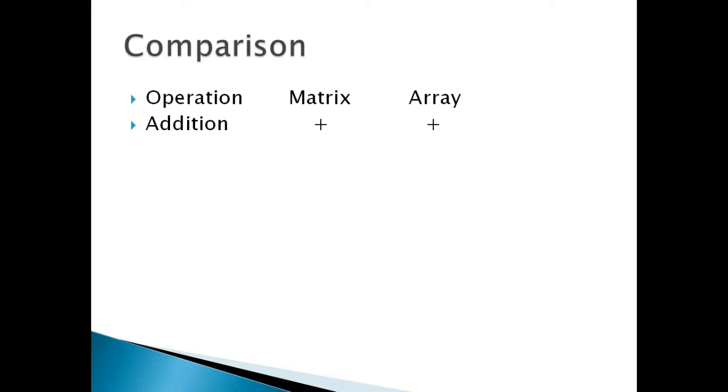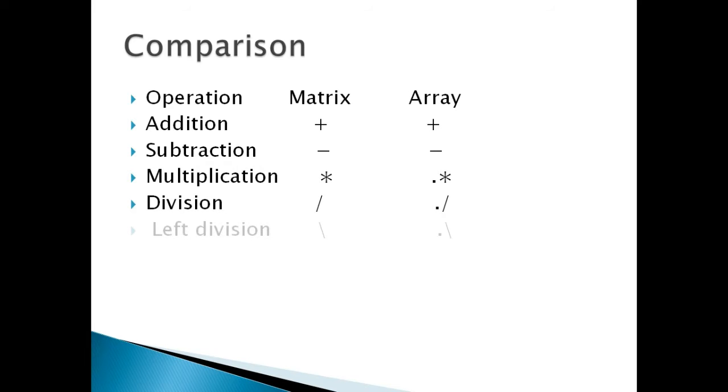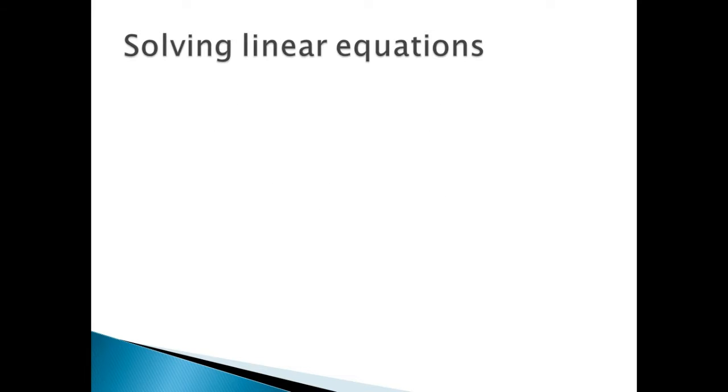Here I am going to tell you the basics of the operators. For matrix operation and array operation, the subtraction and addition operators are the same. For multiplication, division, left division and the exponent, to find the exponent of a variable you have to use a periodic character. So this is the basic comparison between the matrix and array.